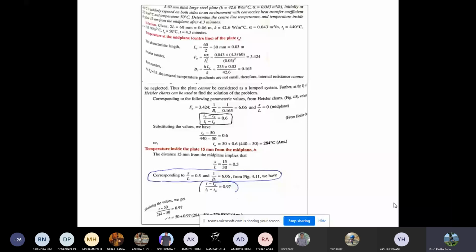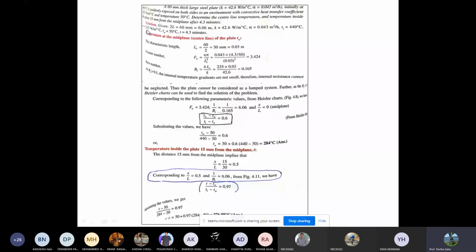Okay, so these are the two things you have to determine. One is the center line temperature, another the temperature inside the plate 15 millimeter from the mid plane after 4.3 minutes. All the parameters are given: the thickness, 60 millimeter, that is 0.06 meter, thermal conductivity given, alpha given, initial temperature Ti is given, and the heat transfer coefficient h is given, right?